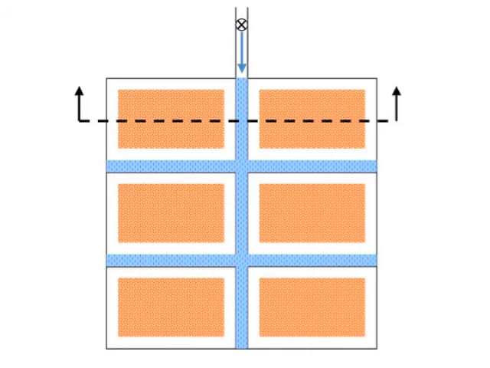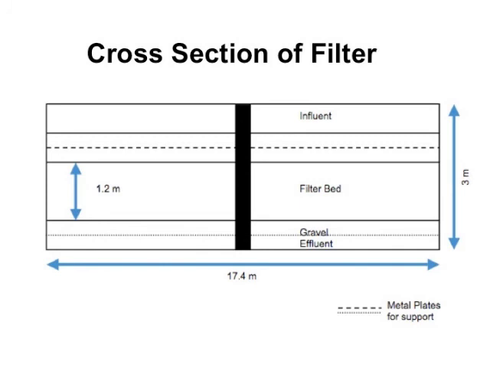Here's a vertical cross-section of the filter. The filter bed depth is 1.2 meters of sand. The 3-meter height allows for bed expansion. Under the filter bed is a gravel support on top of a perforated metal plate for support. The effluent is collected below this.